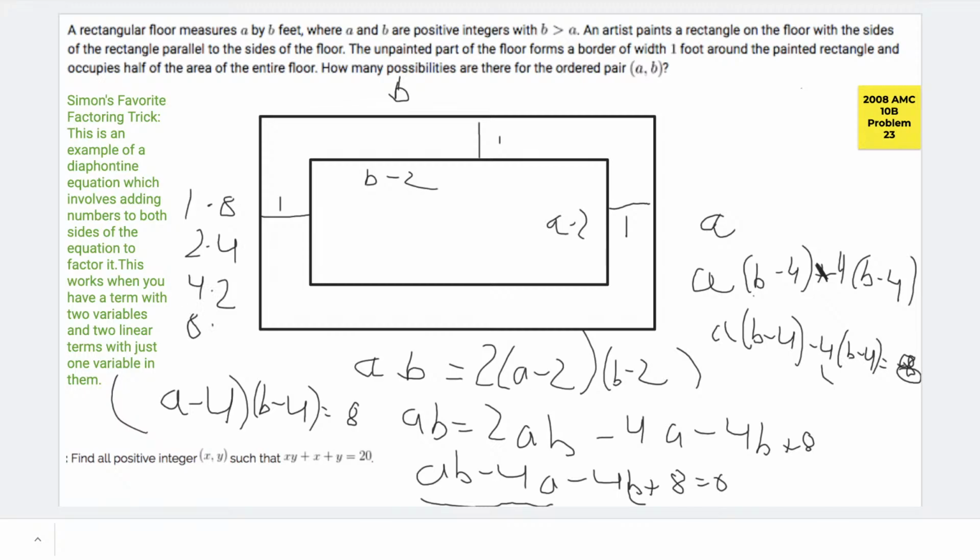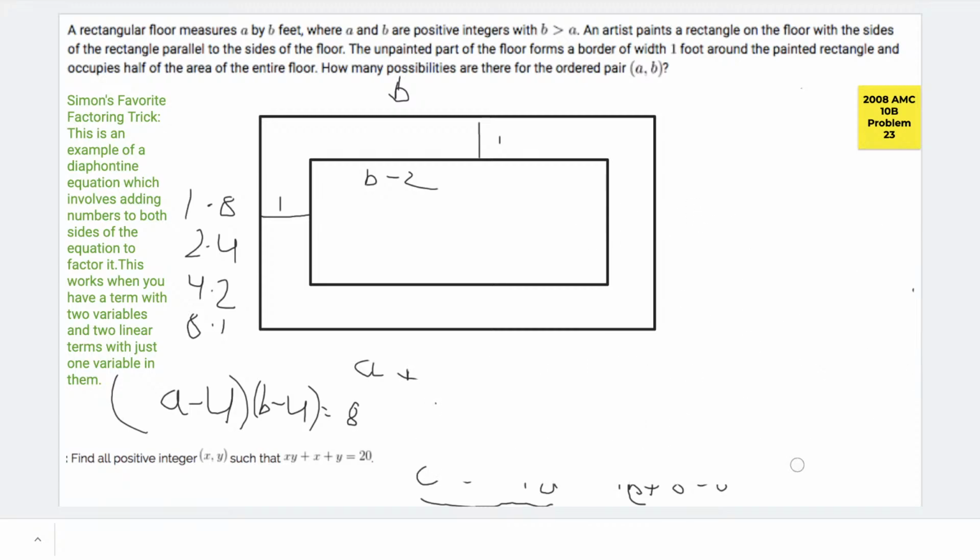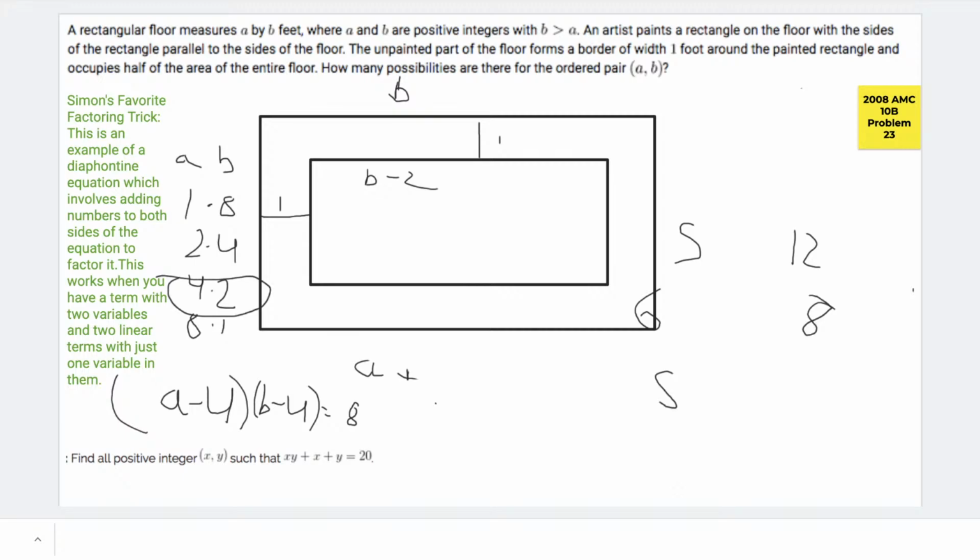And now let's try to solve the problem with that information. I'll make some space here. So for the first case, if a minus 4 is 1 and b minus 4 is 8, then a is 5, and you do the same for b and you get 12. And you do the same for the next two terms, and you get 6 here and 8 here. And you do the same for the third expression, and you get 8 and 6 as the values of a and b. And you do the same for the last one, which is 8 times 1, which means a is 12 and b is 5.